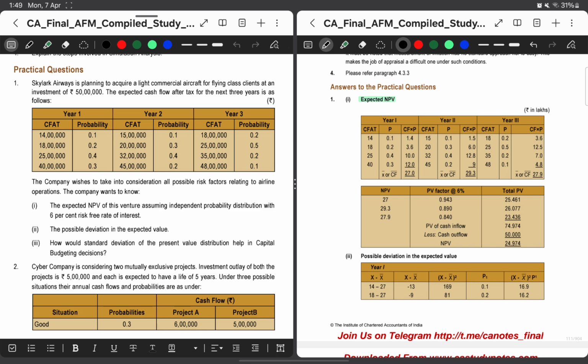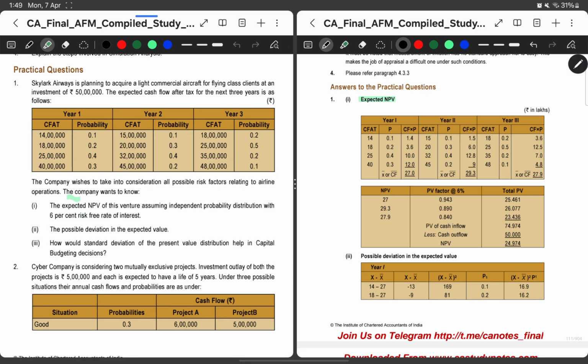Then the first requirement of the question: the company wishes to take into consideration all possible risk factors relating to airline operation. The company wants to know the expected NPV of its venture assuming independent probability distribution with a 6% risk-free rate of return. So they are asking us to first calculate expected NPV. First we'll go through that part.